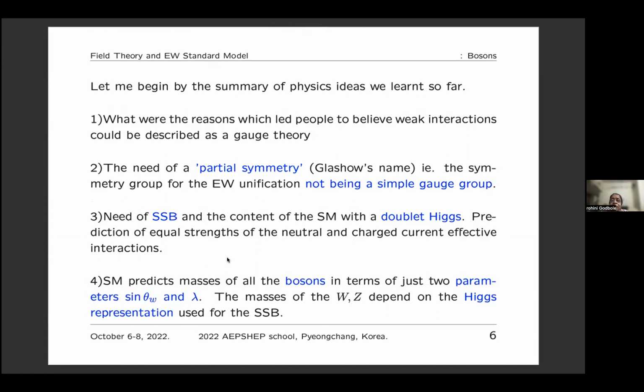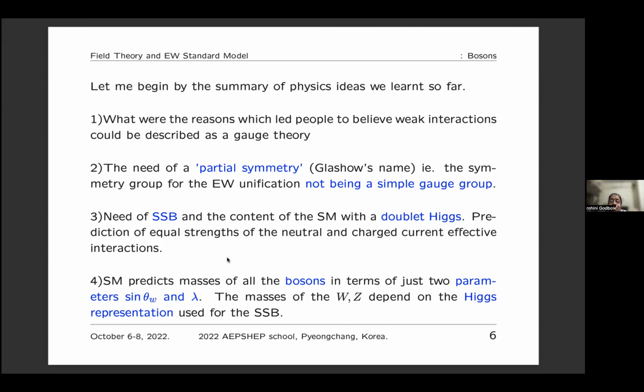So let me begin with the summary of the physics ideas that we got in the first 2 lectures. At least this is what I wanted to convey. We understood the reasons which led people to believe that the weak interactions could be described as a gauge theory. Then the need for a partial symmetry. This was Glashow's name. Actually, it is the name of his paper. That is, that the symmetry group of electroweak unification cannot be a simple gauge group. It has to be a semi-simple gauge group.